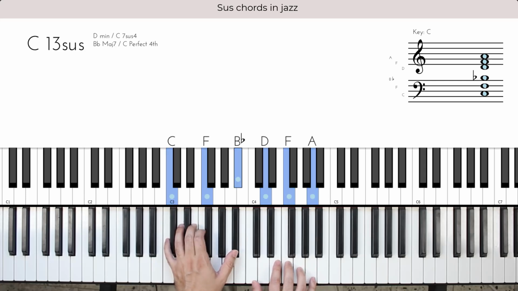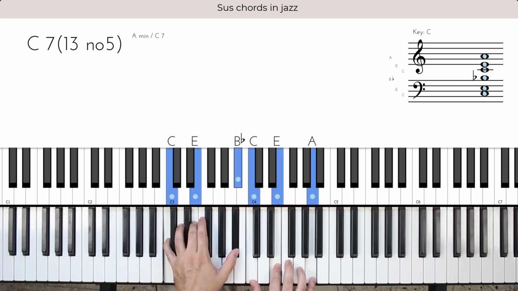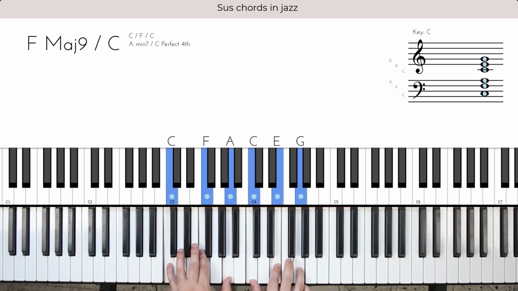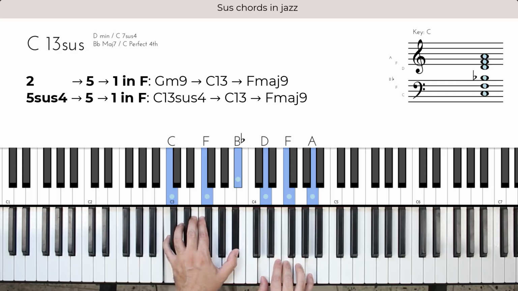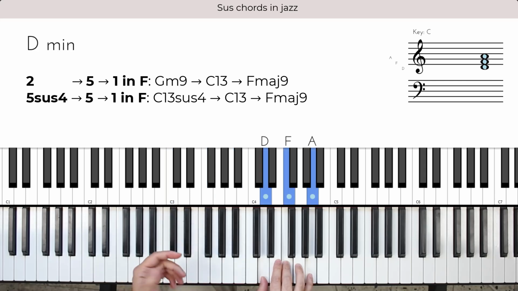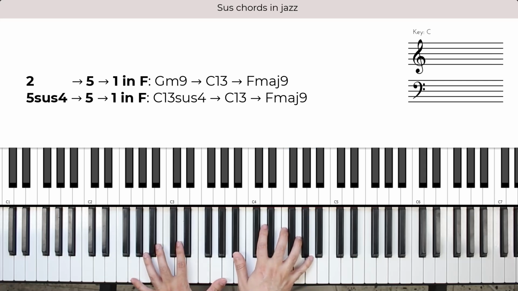And this resolves to a C 13th chord and goes then to an F major 9. Interestingly, the 5 sus4 chord, the C13 sus4, functions as a minor 2, because usually I would play this as a 2-5-1.